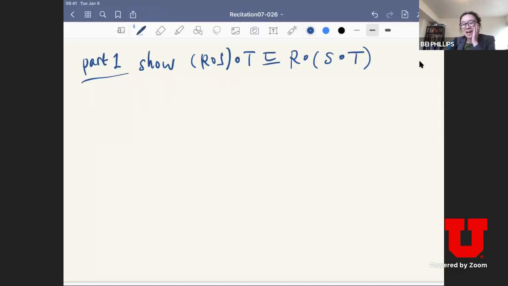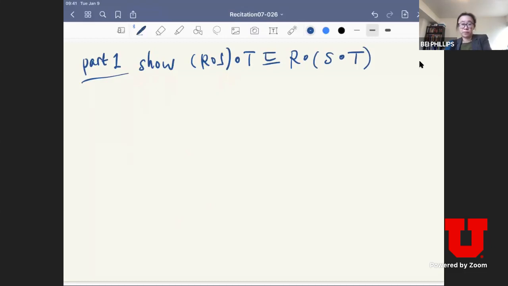All right, let's do it together. If I want to show the left-hand side is a subset of the right-hand side, all I need to do is start with an element on the left-hand side and show it is an element of the right-hand side. There's a lot of bookkeeping in this case. I'm pretty much going to apply the definition of relation composition like 3 times.